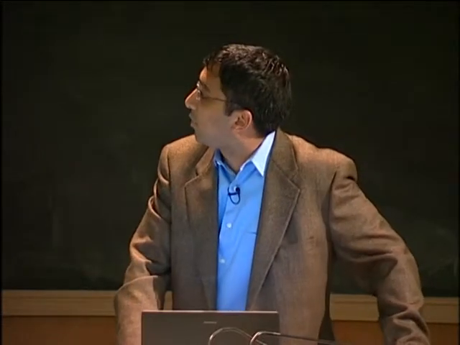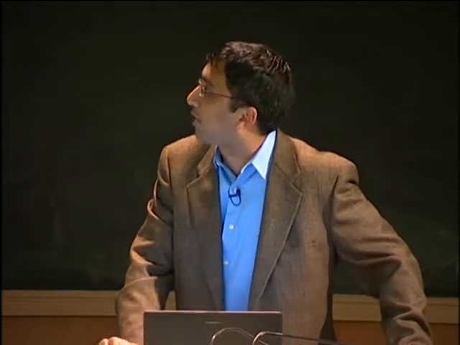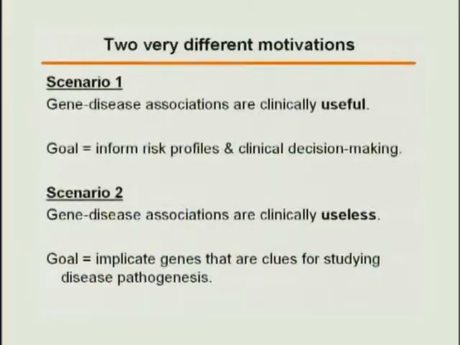So this relates to an issue that the field as a whole is struggling with, which is why are we interested in human genetics in the first place? And this is actually an active debate. One view of the field is that gene-disease associations are clinically useful. So this is thinking about common variants that are associated with common diseases because they inform risk profiles in clinical decision making, or they might.